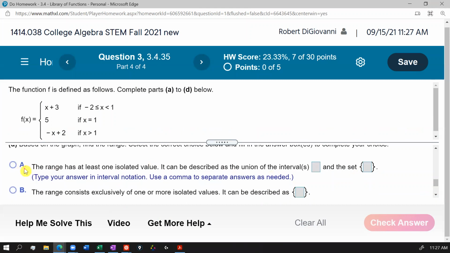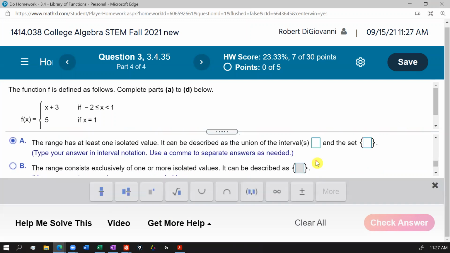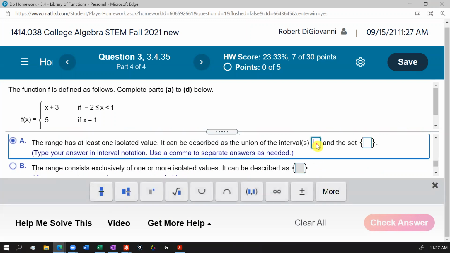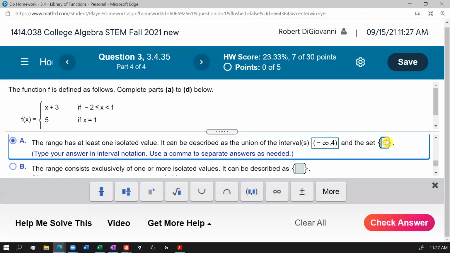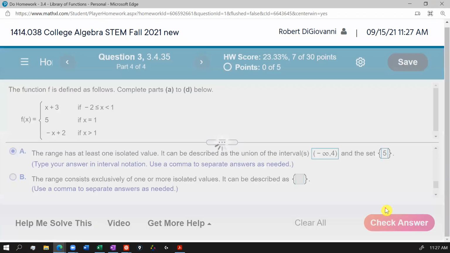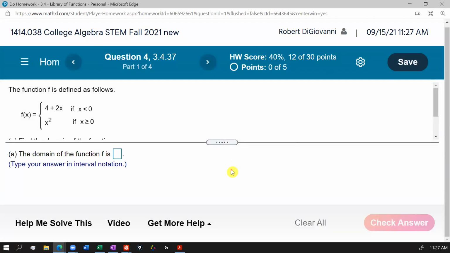Okay, so here we go. The range has at least one isolated value. It can be expressed as the union of the interval. So the interval was -infinity to 4. And then the set, it was just the one value, 5. Check it. All right, good. They let us do that. I was curious how they're going to want us to do that.